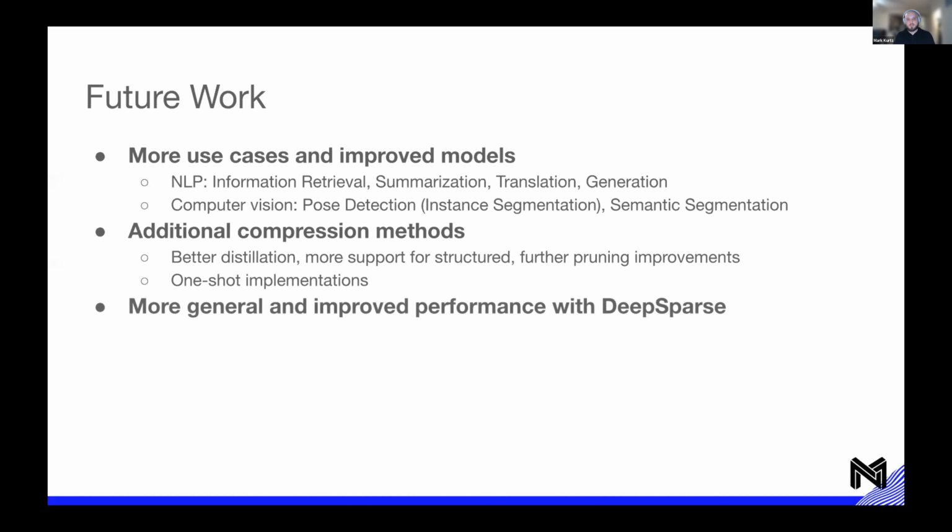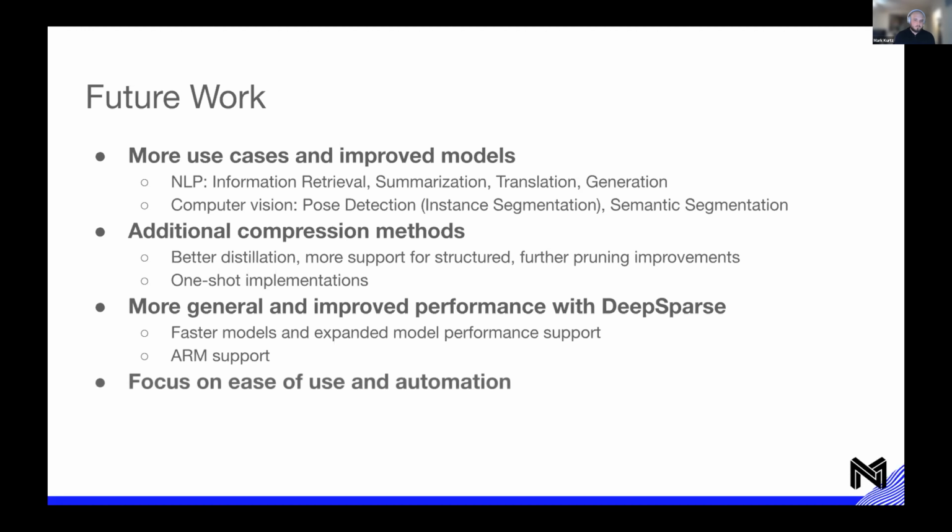And then we also have more general and improved performance with DeepSparse. So we have faster models and expanded model performance support. Currently, we've only been able to support x86 devices. So think Intel and AMD chips, so laptops, desktops, servers. ARM is now what we're really working hard on, to make sure that we can also support phones and more edge devices.